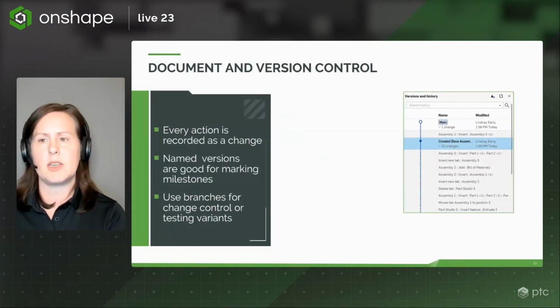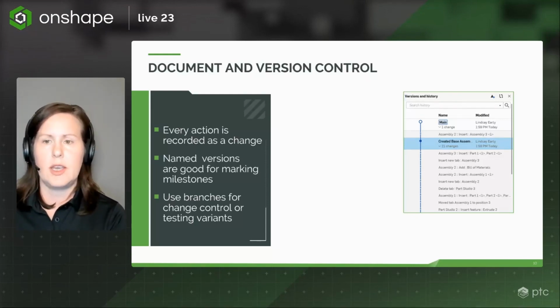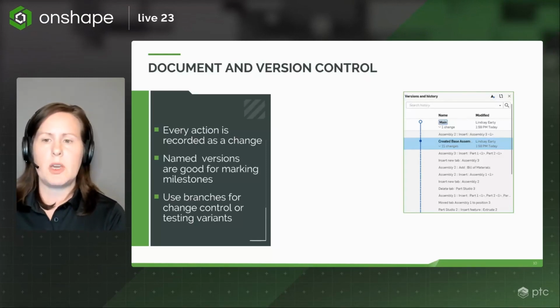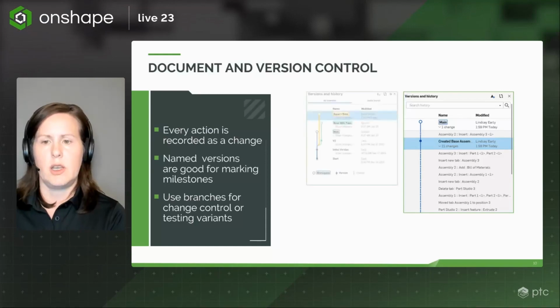This gives you the amazing ability to undo back to the point of creation of the document. Named versions are excellent for creating a defined point in history. That's what's shown with the larger dot and is highlighted in the picture. It's good for marking milestones or maybe a branching off point.